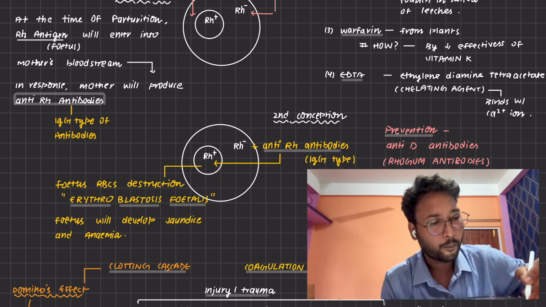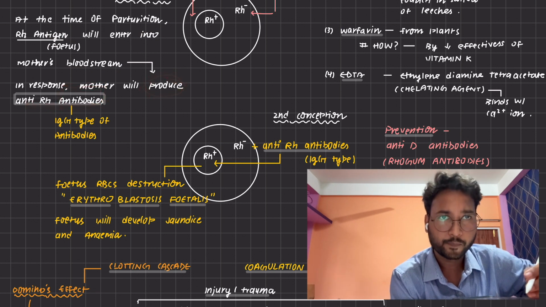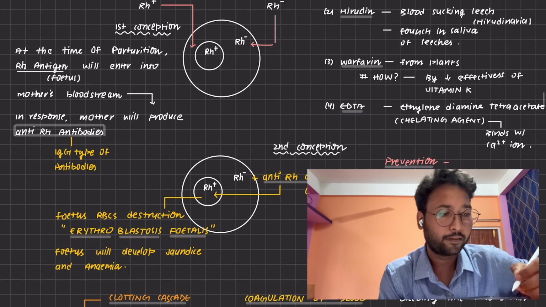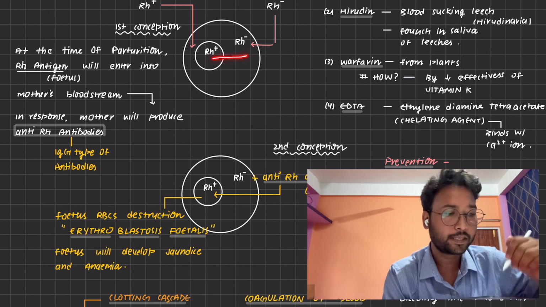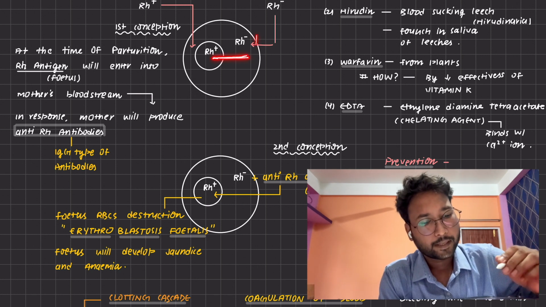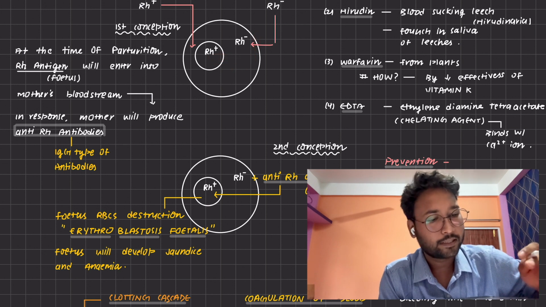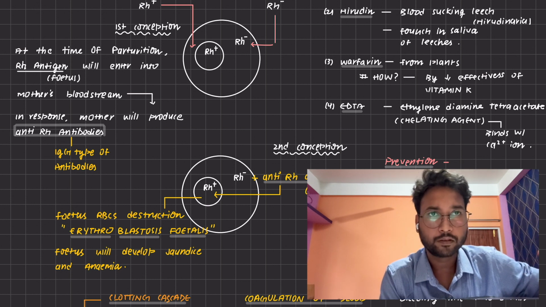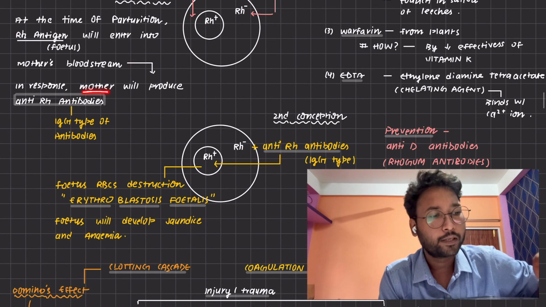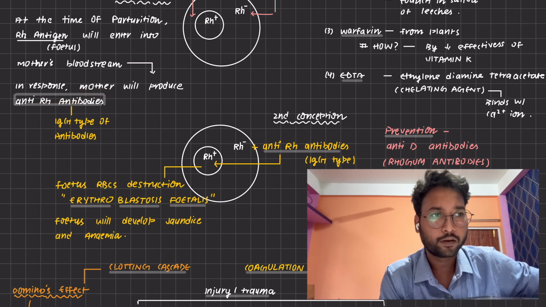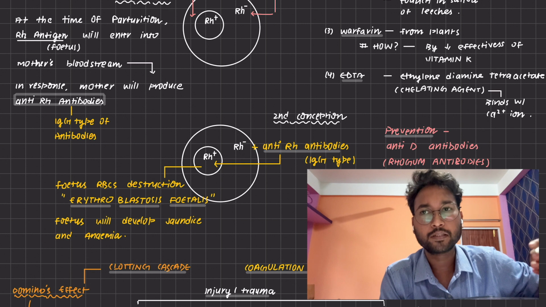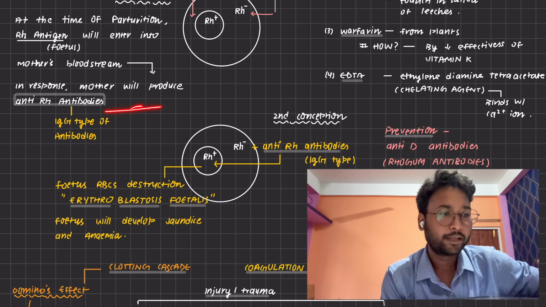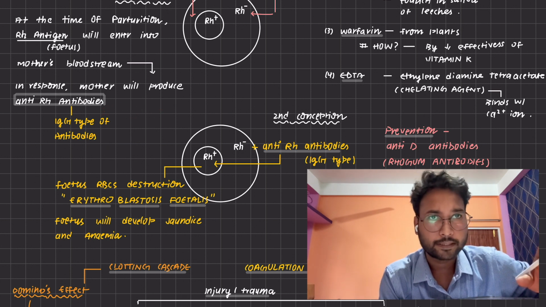So in response, the mother will produce anti-Rh antibodies, which are of IgG type, so they can cross the placenta. When, at the time of parturition, Rh antigen enters the mother's bloodstream, the mother's body will obviously react with it because the mother is Rh negative and the Rh antigen is foreign for her body. So the mother's body will start producing antibodies against the Rh antigen. But nothing will happen to the first child.